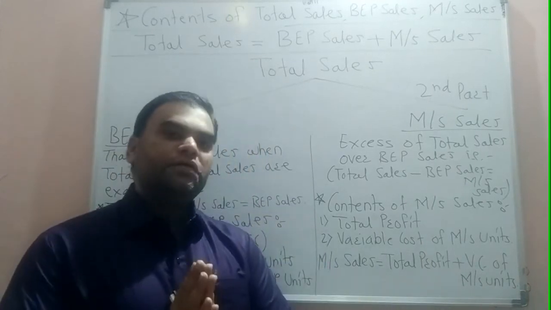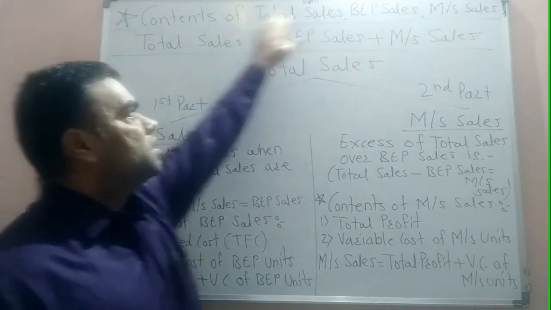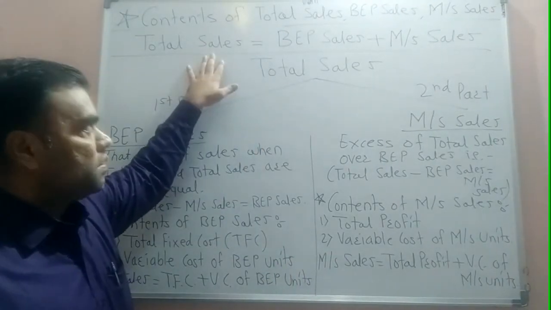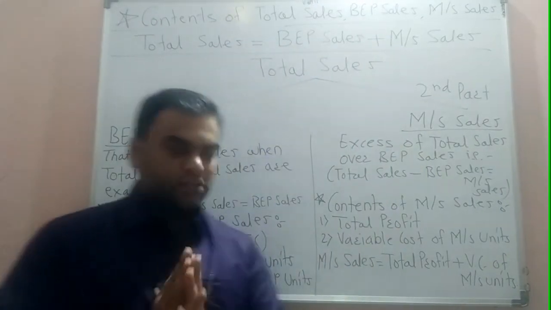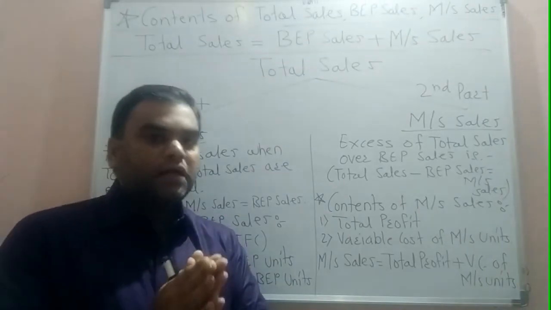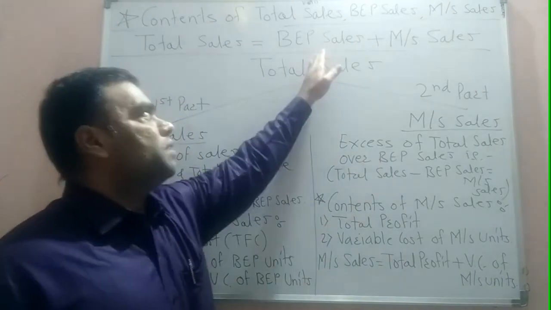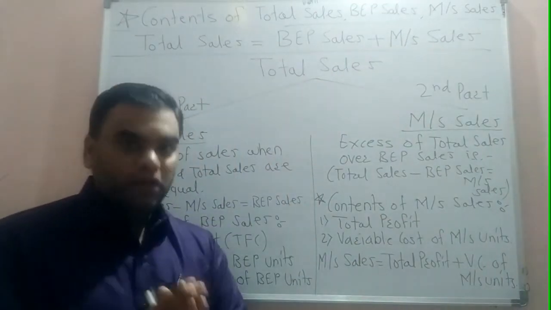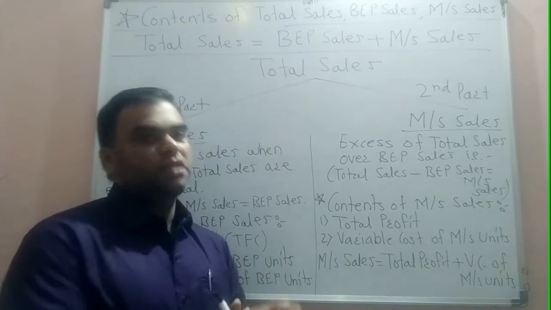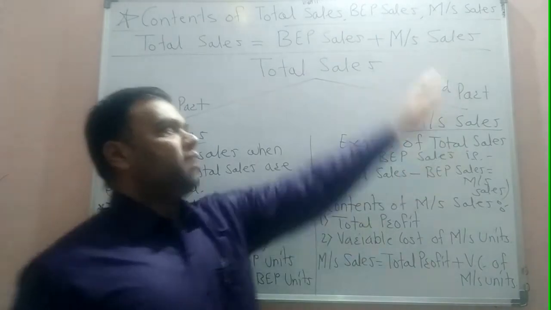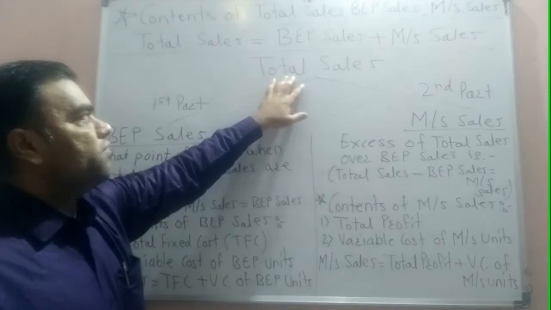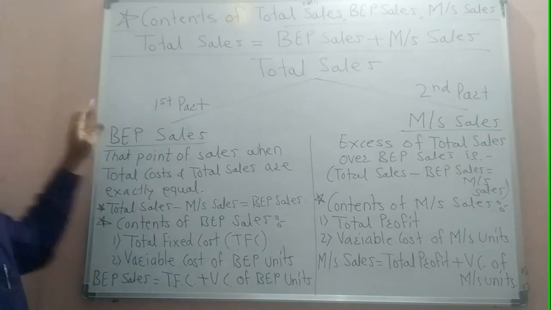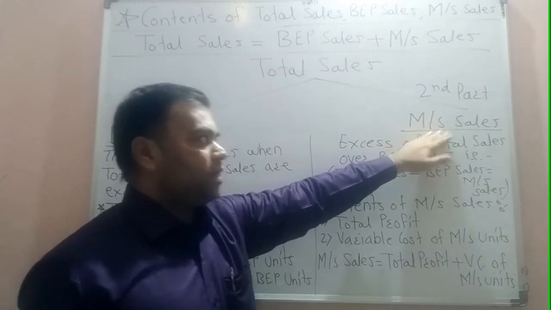Now today we are going to understand various components of total sales, BEP sales and margin of safety sales. Total sales is equal to BEP sales plus margin of safety sales. If we break total sales into two parts, then the first part will be BEP sales, as we discussed in the last lecture, and the remaining part will be called margin of safety sales. In short, if we deduct BEP sales from total sales, then whatever part remains will be known as margin of safety.